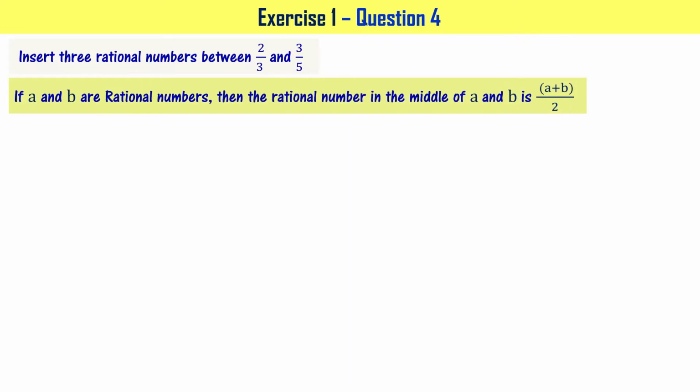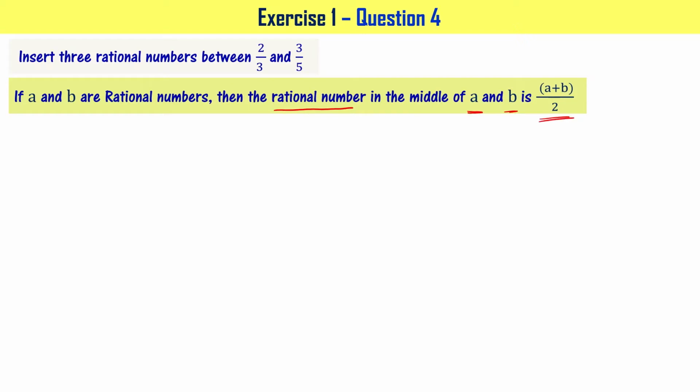Question number 4. Insert 3 rational numbers between 2 by 3 and 3 by 5. For this, I am going to make use of the mean method, that is defined as: if A and B are rational numbers, then the rational number in the middle of A and B is (A plus B) by 2, right? For example, you take 0 and 1. Middle is 0 plus 1 divided by 2, that is 0.5 or half, right? So using that idea, I'm saying if A and B are rational numbers, then the rational number in the middle of A and B is (A plus B) by 2.